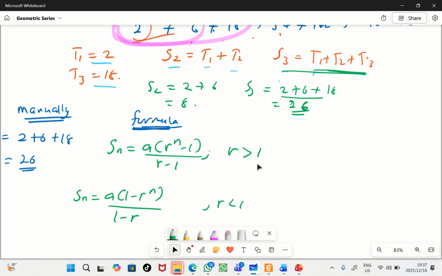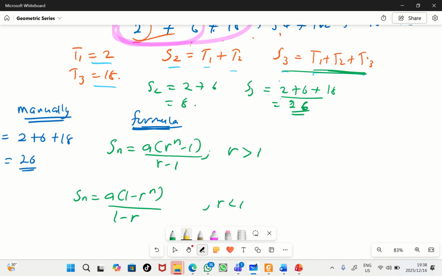Let's see if these formulae work. They both work, but you just have to follow this: if r is greater than 1, you use the first one; if r is less than 1, you use the second one. Now, a represents T1, the first term, and r represents the constant ratio. Let us see if this works.